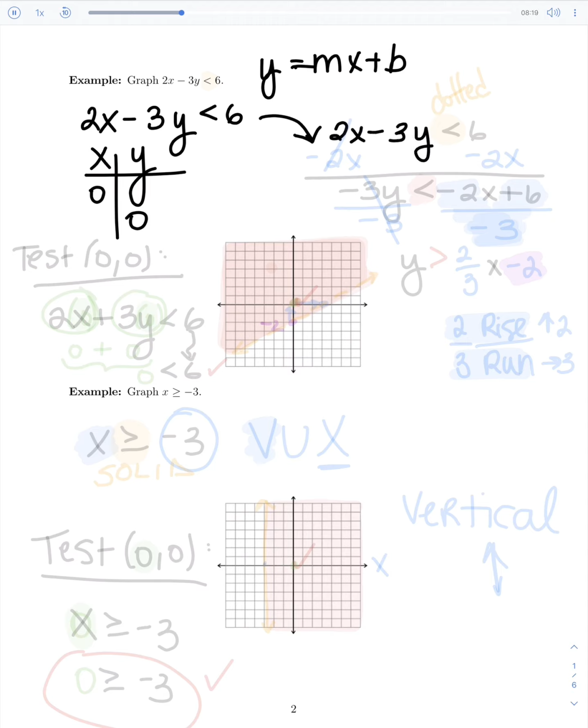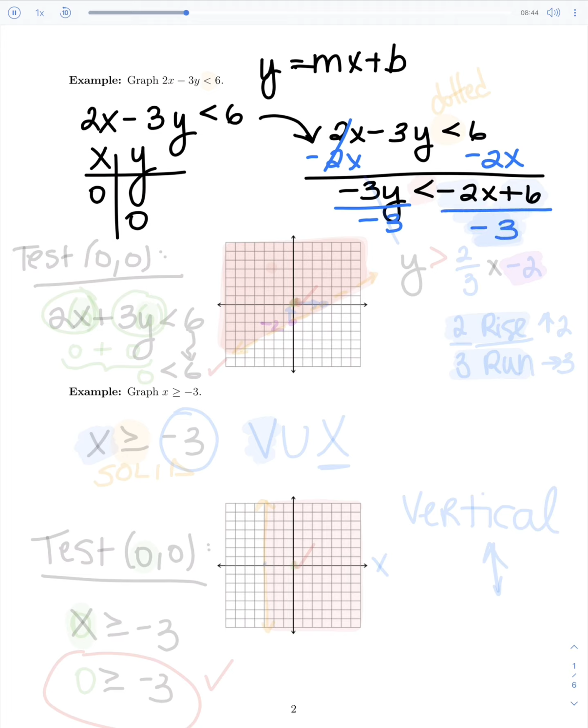So we will go ahead and subtract the 2x from both sides, which will give me negative 3y is less than negative 2x, and that's a positive 6, so plus 6. And then we'll divide both sides by a negative 3.